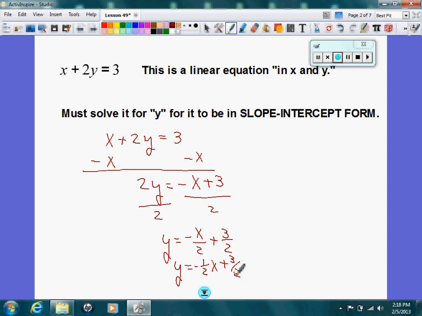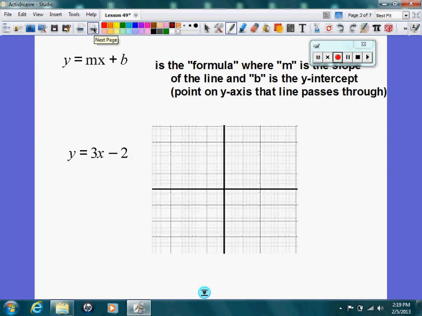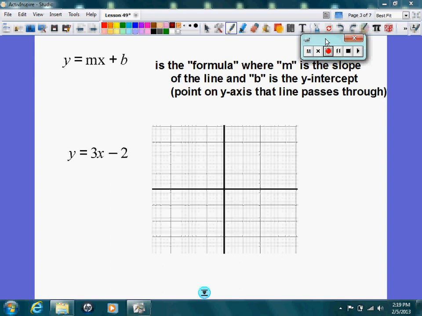Now notice that these are not like terms, so we cannot add them together. So now this equation, x plus 2y is equal to 3, is in slope-intercept form down here. It's the same equation, it's just solved for y now. Here's the formula for the slope-intercept form, where m is the slope of the line, and b is the y-intercept, or the point on the y-axis that the graph of the line would pass through.